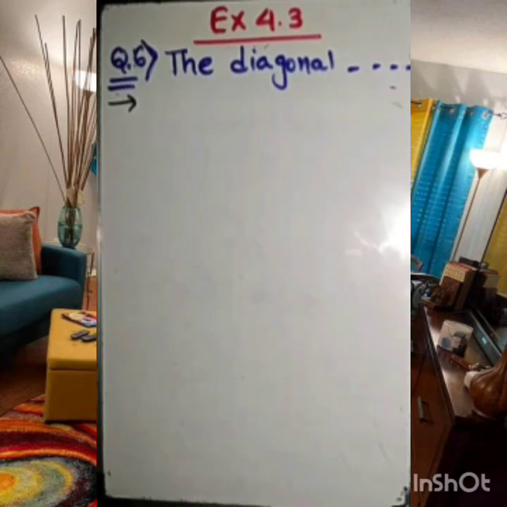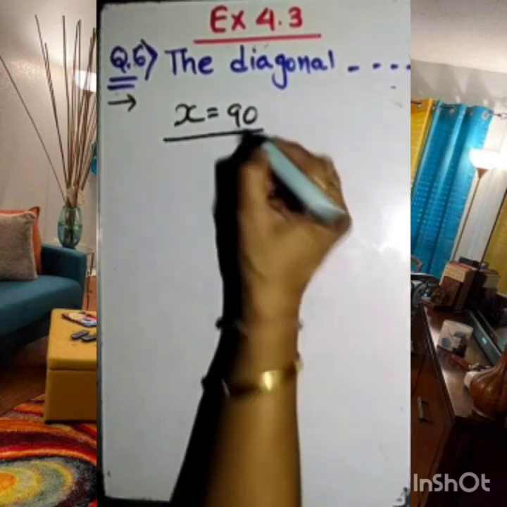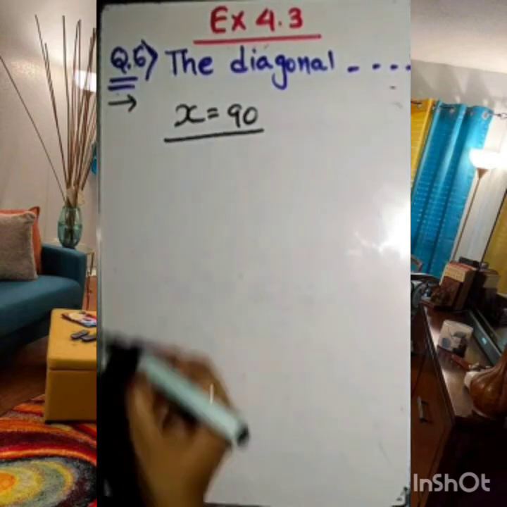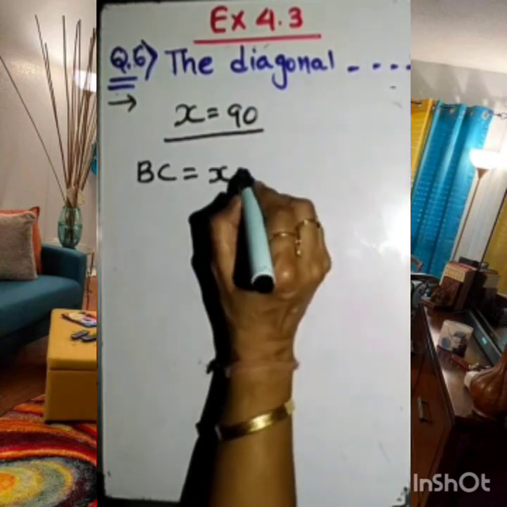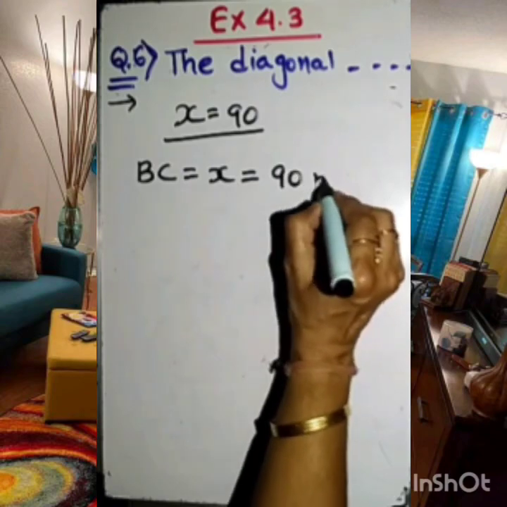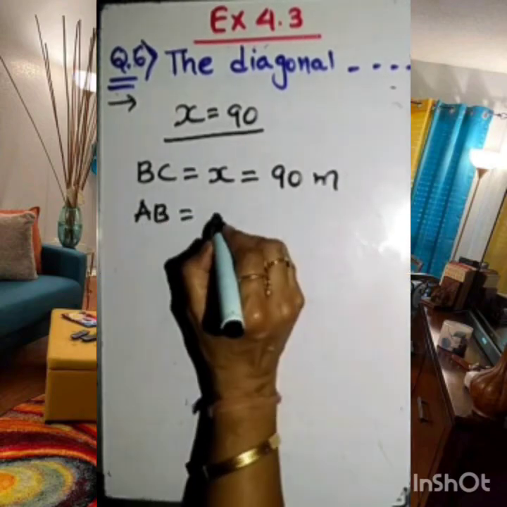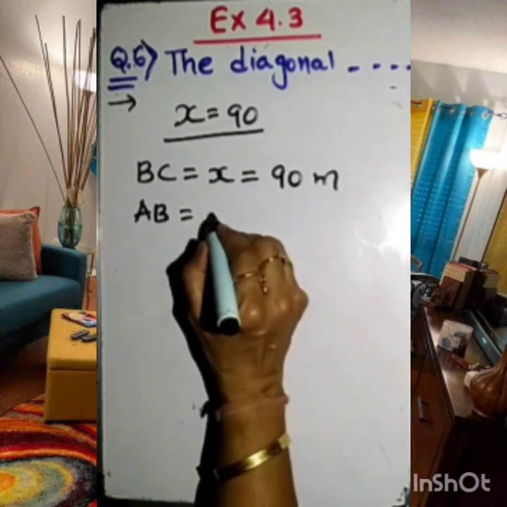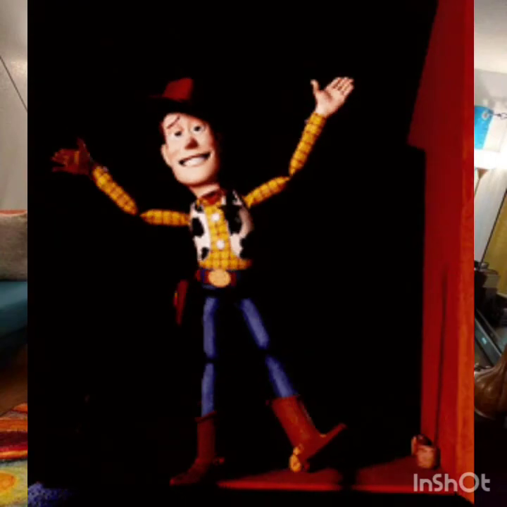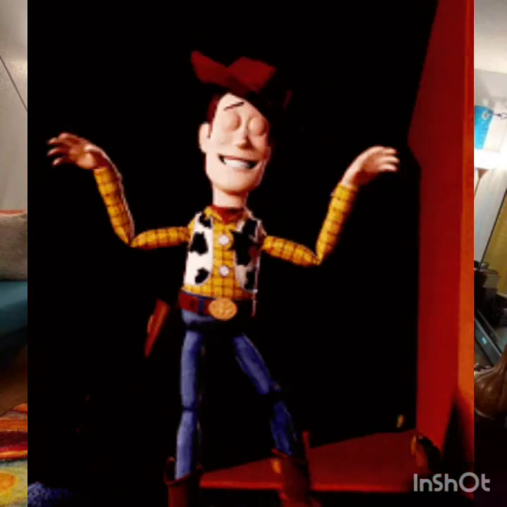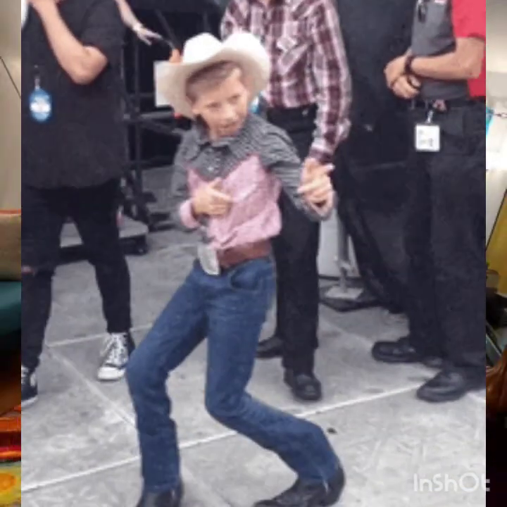So my dear student, x equal to 90 is the solution. So this is one of the sides. One of the sides we are considering as BC, that is x, so it is 90 meter. What was AB we considered? AB we considered as x plus 30, that is 90 plus 30, that is equal to 120 meter. So these are the two sides.